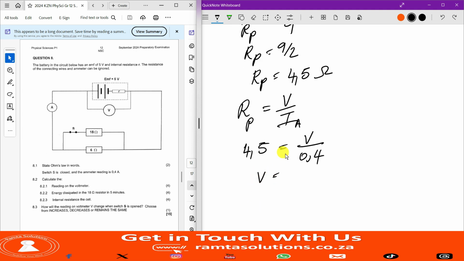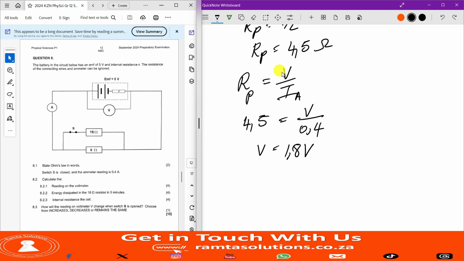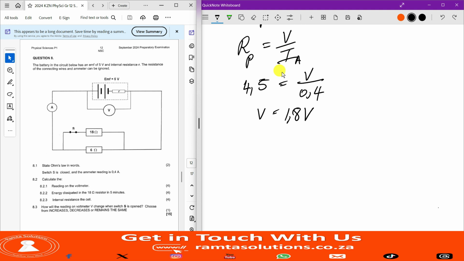Therefore, the reading on the voltmeter is 1.8 volts. Wow. Then this battery must be very hot. I can see V lost is 0.2 already. Yo, that's bad.